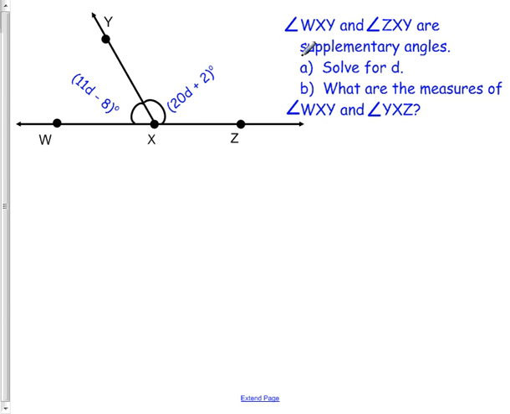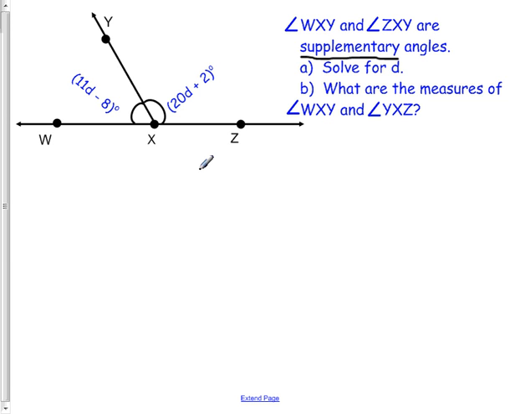So this time, the key word is supplementary. And from previous lessons, we learned that supplementary are two angles that add to 180. So, pause the video now, see if you can set up the equation, and then solve for D and see if you can answer these questions. Once you get that done, play the video and see if you got it right.